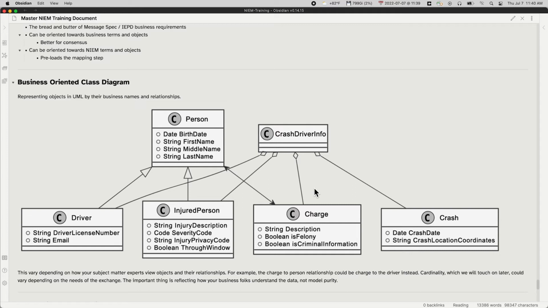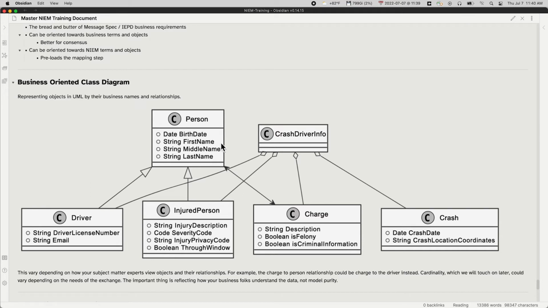Each box represents the concept of an object, not a specific object. So that box that says person represents the concept of a person, not an individual person. So if I had 5 different people as part of this exchange, the UML still just shows one person object. It shows conceptually what a person is and what a person is made out of in terms of data.